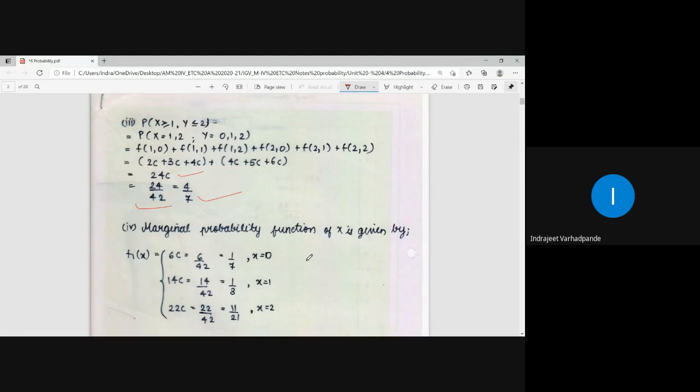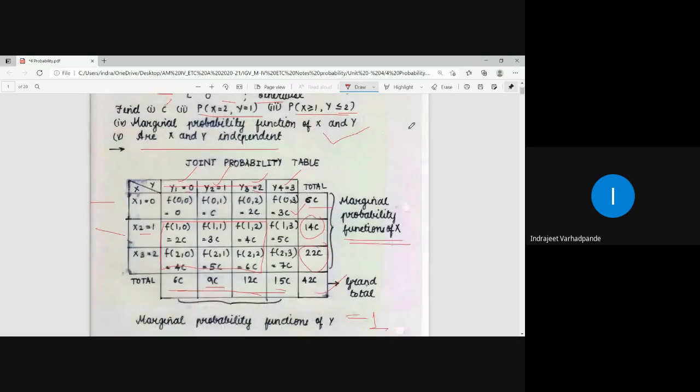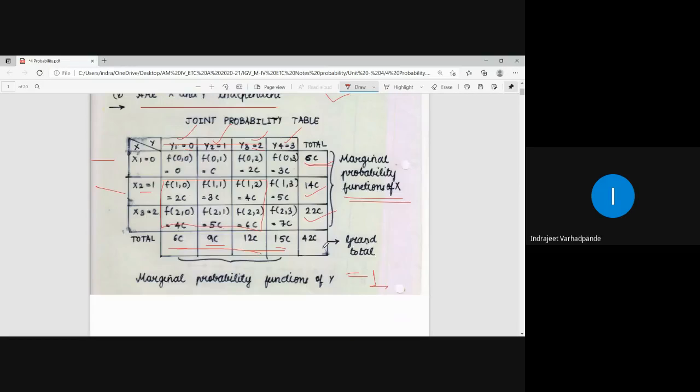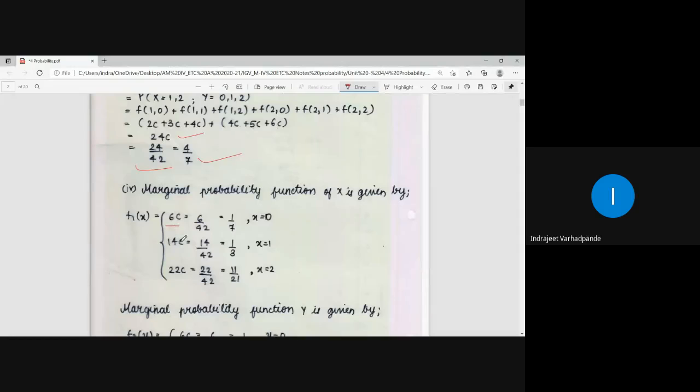Next, what we have to calculate is the marginal probability function for x. The marginal probability function for x is correspondingly given by 6c, 14c and 22c. So write down the values: 6c, 14c, 22c. 6 by 42 is 1 by 7. 14 by 42 is 1 by 3. 22 by 42 is 11 by 21. This is for x equal to 0, x equal to 1, x equal to 2. In the previous example, you have seen we took the LCM, but here it is not possible to generalize it. We keep the answer as it is.